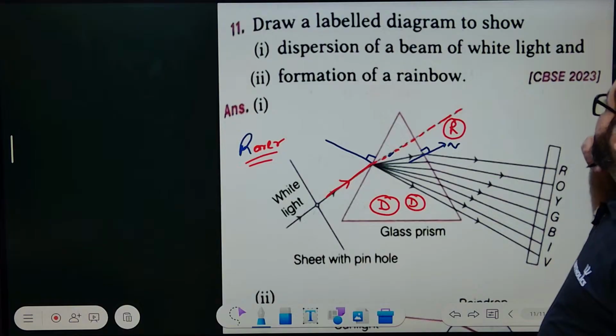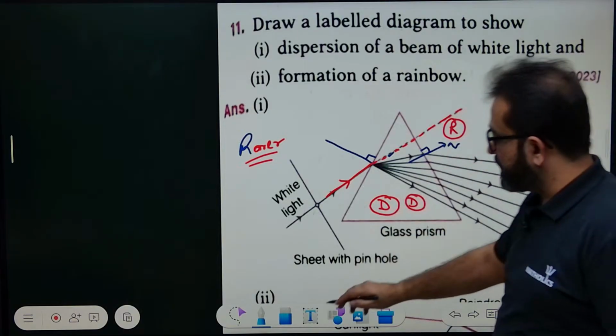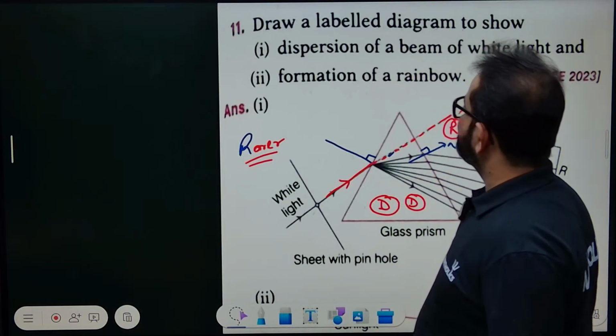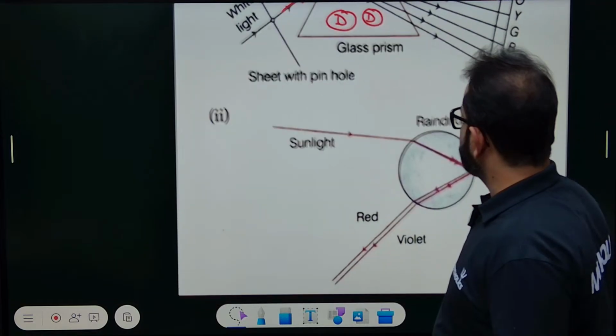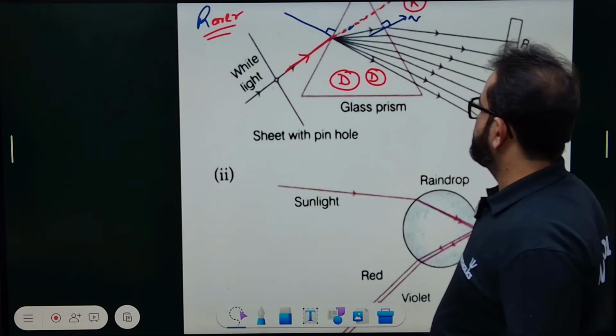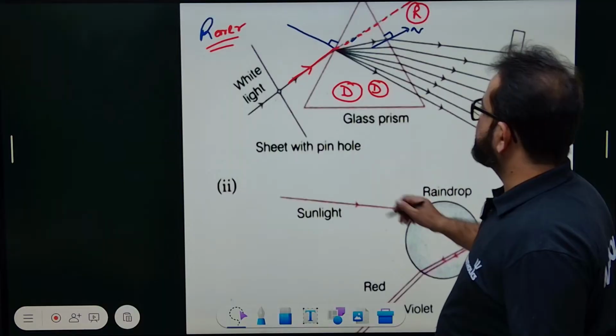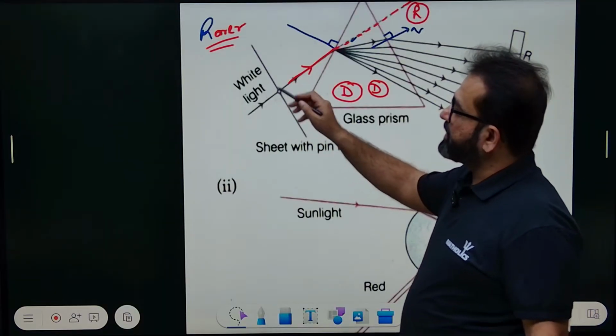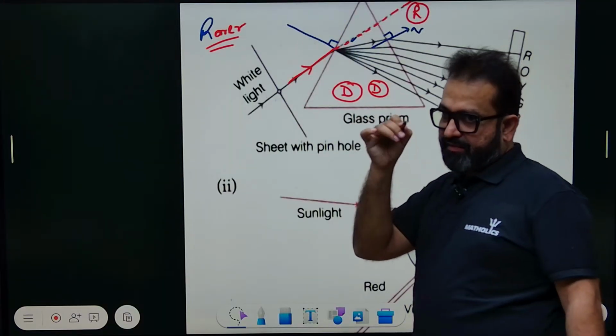Now, dispersion of light, we have already covered. Now comes the formation of a rainbow. Draw a labeled diagram for formation of a rainbow. See, this is the sunlight, white light. This is a sheet with a pinhole. Obviously, this white light comes, and this sheet has a pinhole.